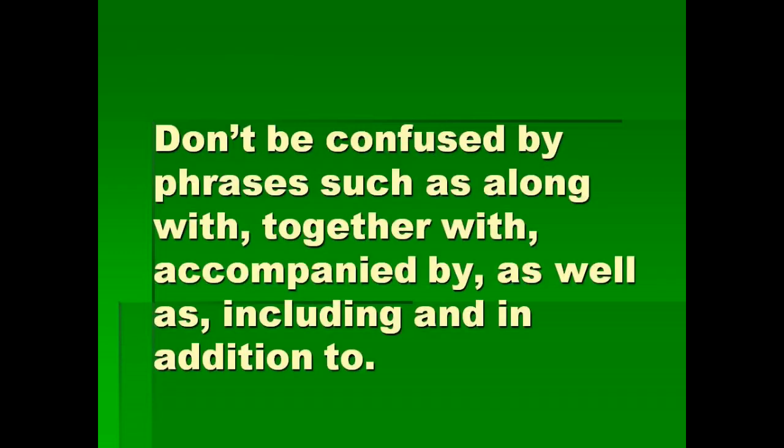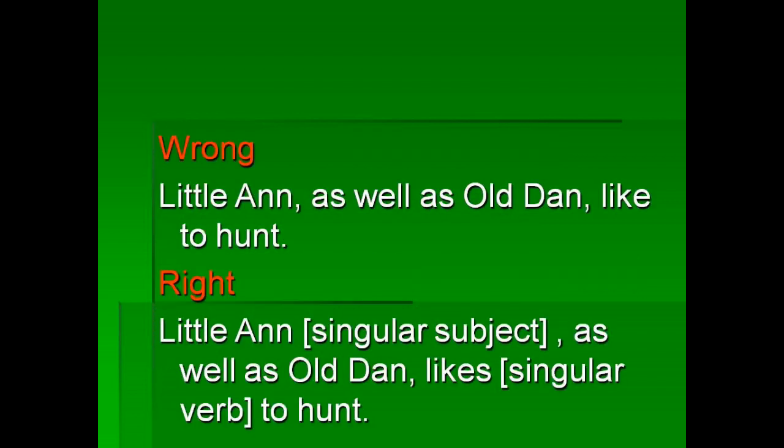That is great. Again, don't be confused by phrases such as along with, together with, accompanied by, as well as, including, and in addition to. Don't be confused by these ones. Let's look at examples of these phrases in sentences and how they can affect the subject-verb agreement rule.